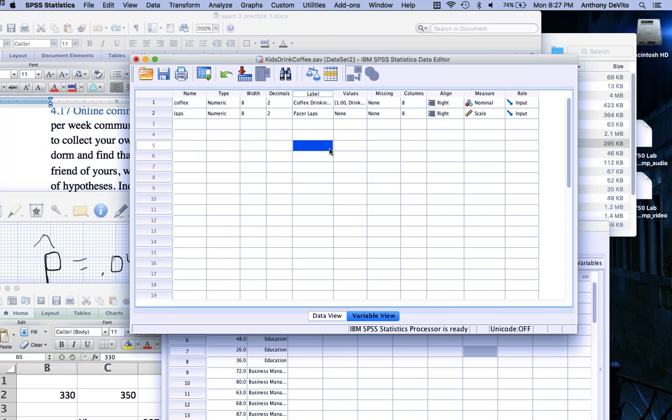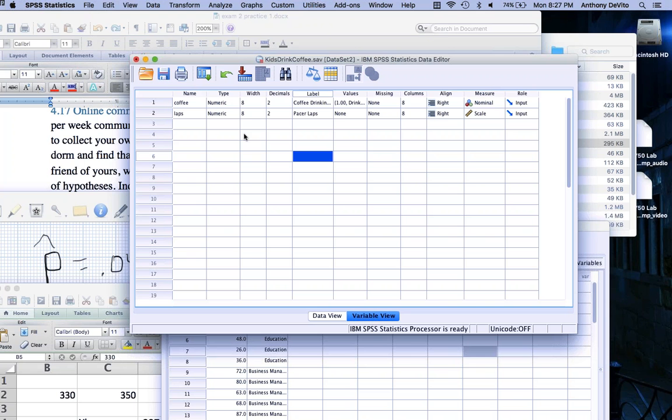We want to see if there's a difference. I guess to be honest with you, I don't remember the origin. But that's what we want to know. We want to know if the average number of laps that the kids in these two groups run is the same or different. Okay, so our null hypothesis would be that the mean number of laps run by kids who drink coffee is equal to the mean number of laps for kids who don't drink coffee.